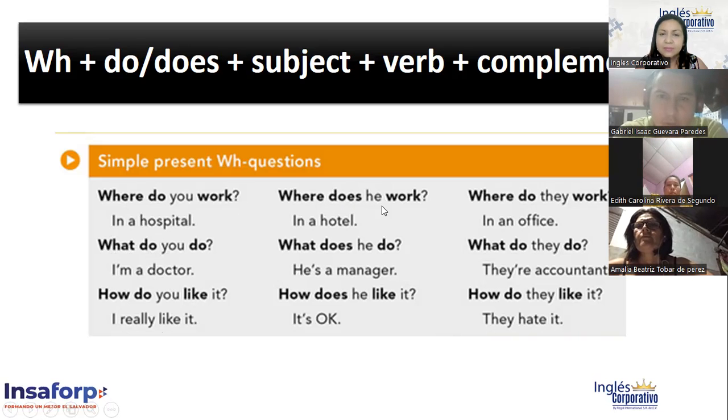The next. Where does he work? In a hotel. What does he do? He's a manager. How does he like it? It's okay. Mm-hmm. And the last. Where do they work? In an office. What do they do? They're accountants. How do they like it? They hate it.